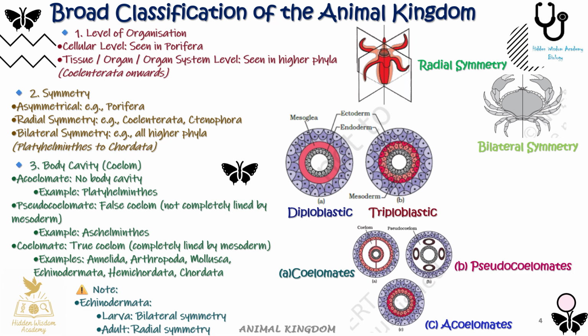Acoelomates have no body cavity. An example is Platyhelminthes. Pseudocoelomates have a false coelom that's not fully lined by mesoderm. Aschelminthes are examples. Coelomates have a true coelom completely lined by mesoderm. Examples include Annelida, Arthropoda, Mollusca, Echinodermata, Hemichordata, and Chordata. Here's an important note: Echinodermata have bilateral symmetry in the larval stage, but show radial symmetry in the adult stage. Refer to the images for more clarification.